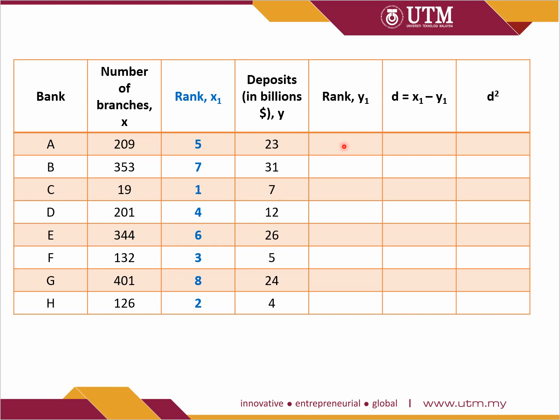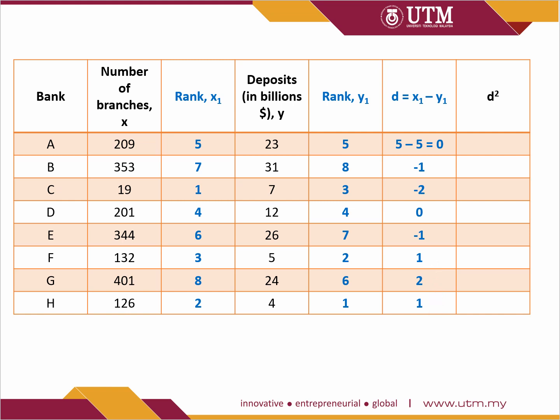The same method applies for Y, the deposit. This would be our rank, where the lowest value is 4. So this will be our first rank, second, third, fourth, and so on. Next step is to find the difference between the rank from X minus the rank from Y. So 5 minus 5 equals 0, 7 minus 8 equals negative 1, 1 minus 3 equals negative 2, and so on.